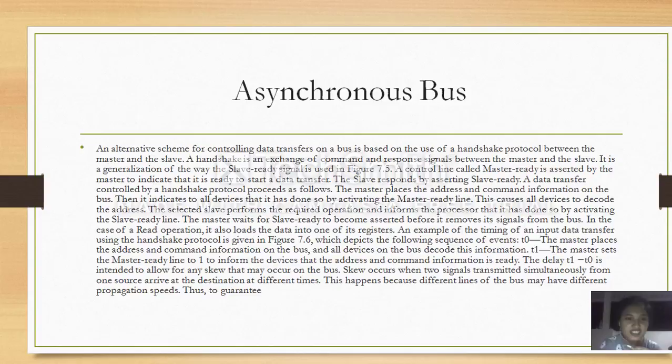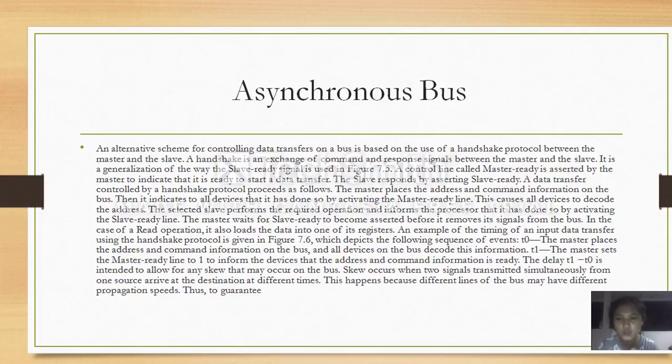Asynchronous bus. An alternative scheme for controlling data transfers on a bus is based on the use of a handshake protocol between the master and the slave. A handshake is an exchange of command and response signals between the master and the slave. It is a generalization of the way the slave ready signal is used in figure 7.5.